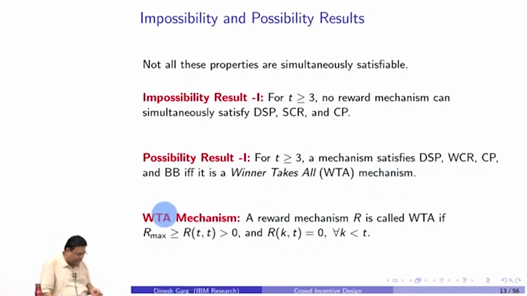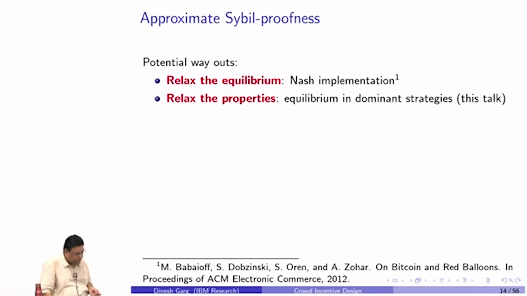So what we said in this paper is there are two potential ways out actually. Either you relax the equilibrium definition, okay, Nash implementation you go. So what does it mean, equilibrium definition?